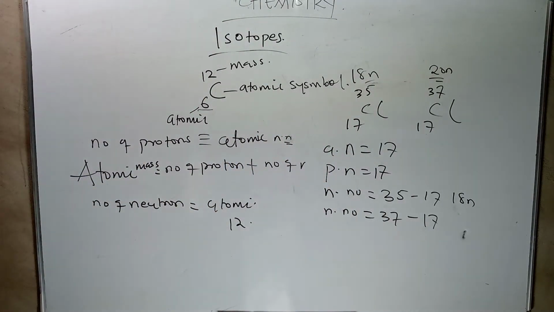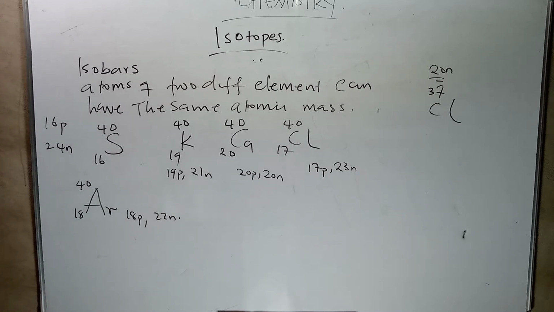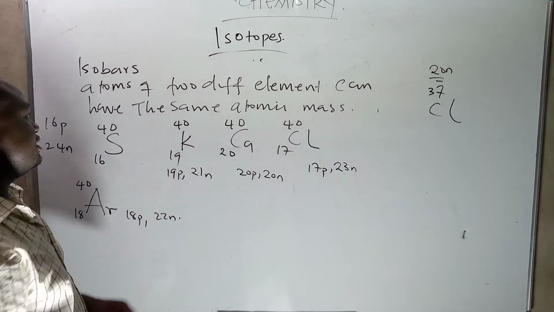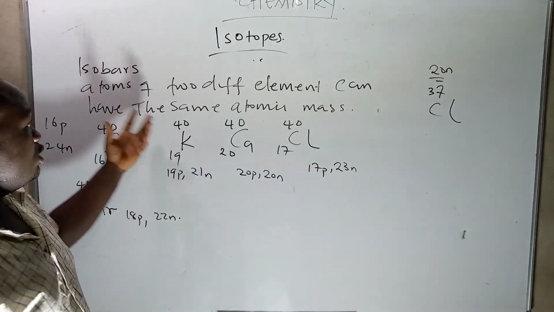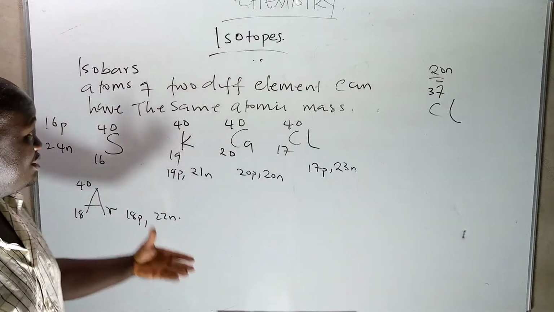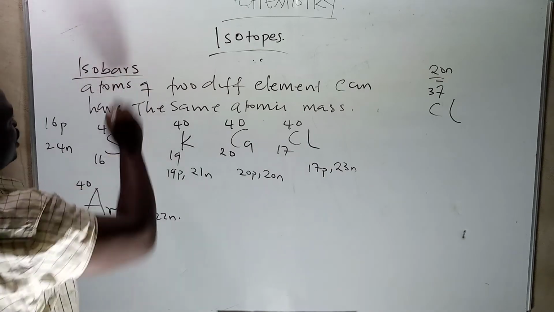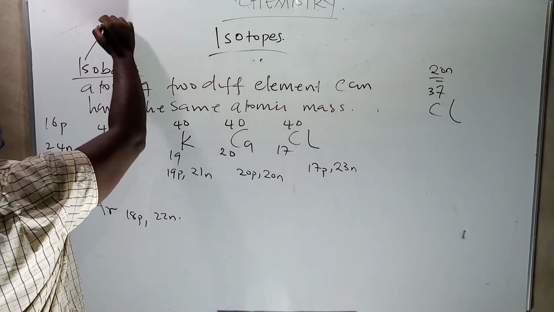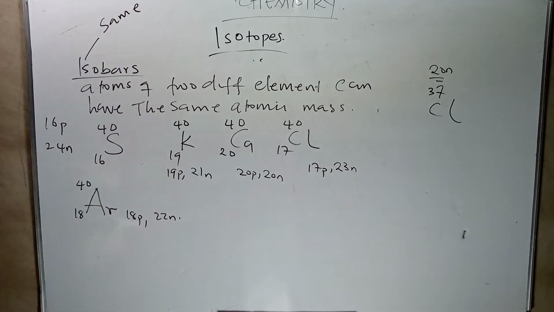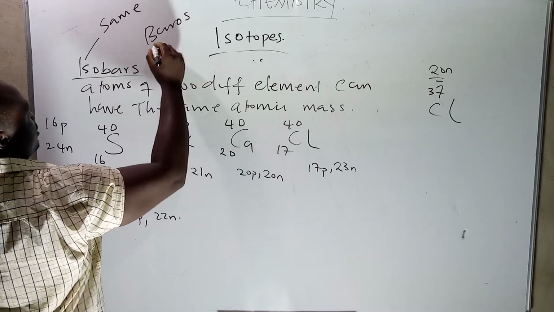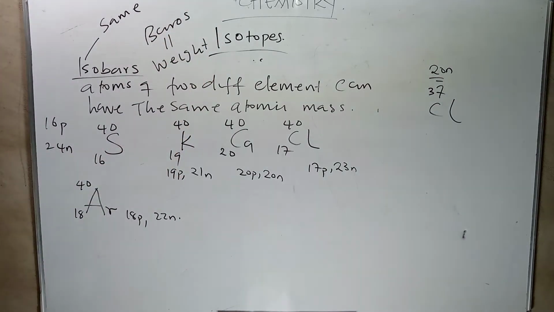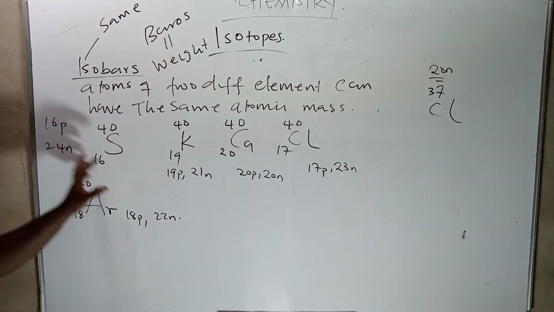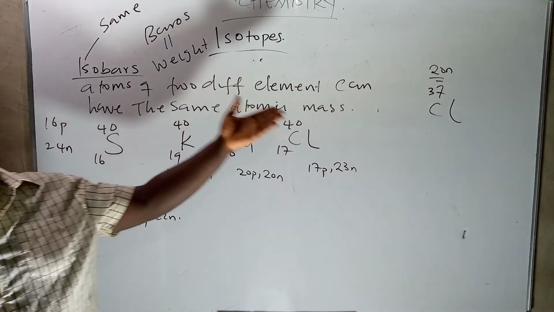In part 2 of the video, I'll be talking about isobars, but I will introduce it in this video. Remember, this is an introduction. Stay with me. Now, in isobars, the atoms of two different elements can have the same atomic mass or weight. Please know this. Isobars comes from the Greek word iso, meaning same, and bars also comes from a Greek word, baros, which means weight. So by isobars, it means same weight. They may be atoms from different elements, but they have the same atomic weight or mass.